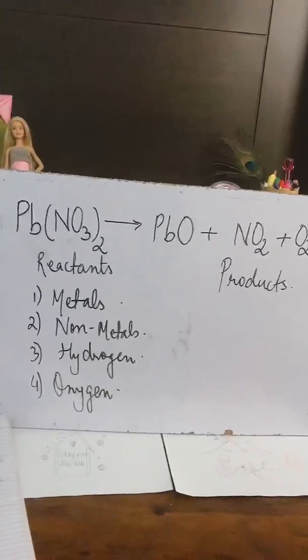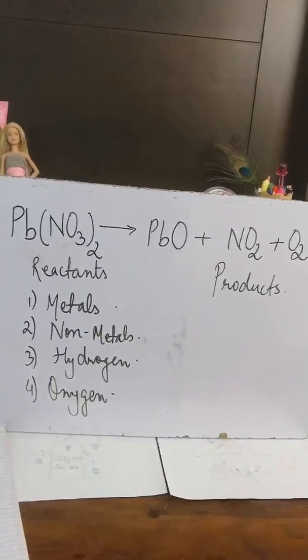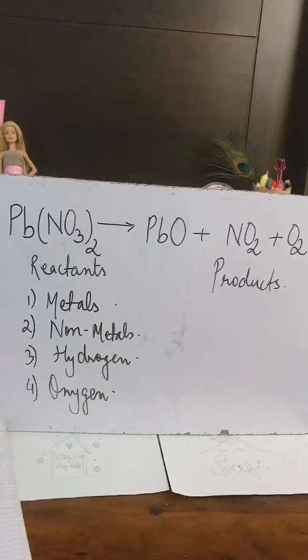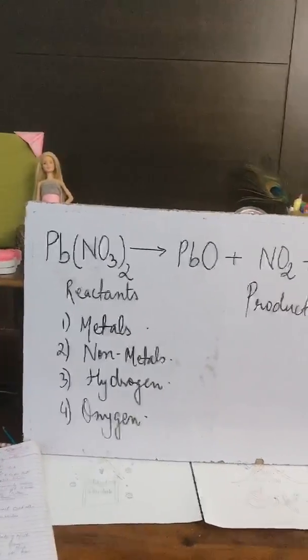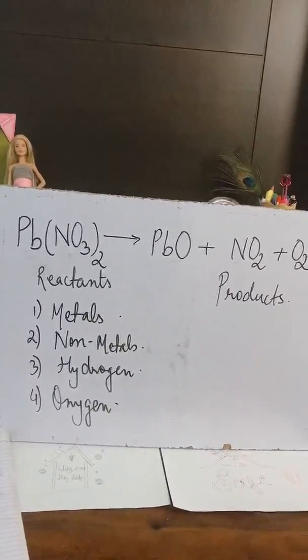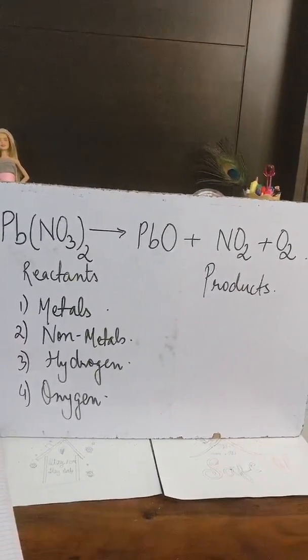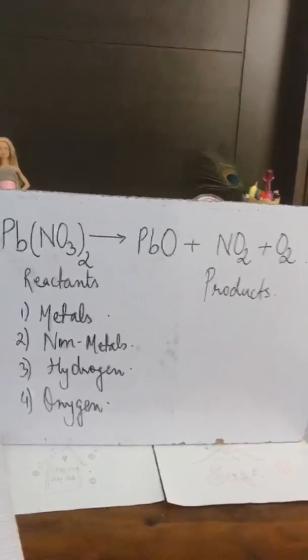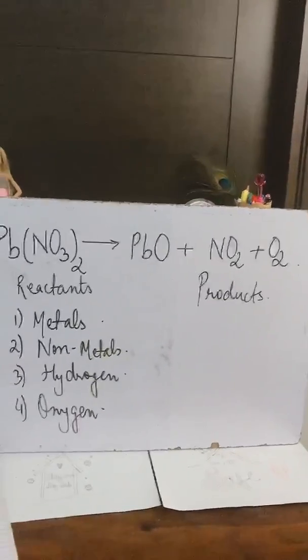See students, whenever I write a chemical equation, I keep these things in my mind. If I am having a reaction, I check how many metals are there in the reaction. Then I check how many non-metals are there. Then I go for hydrogen and then for oxygen. It makes my mind clear. And I always, after balancing metals, check whether my metals are balanced or not. After balancing non-metals, I check whether my non-metals are balanced or not. Then I go for hydrogen, then oxygen. I go for a final checkout.